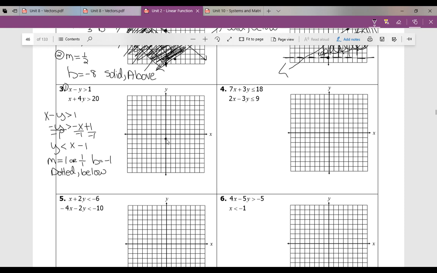So start at negative 1, go up 1, to the right 1, and that's going to give us a line that goes like this. It is going to be a dotted line. And right now, according to the inequality symbol here, we are shading below that line.